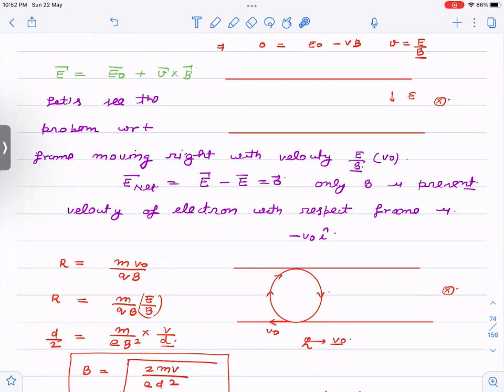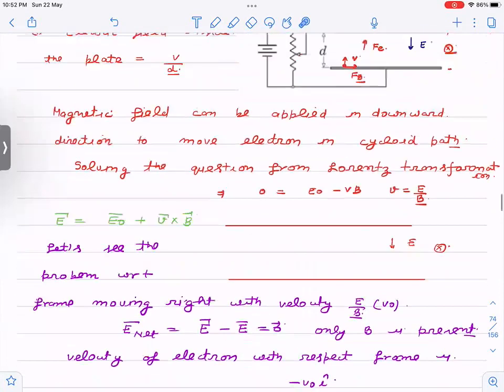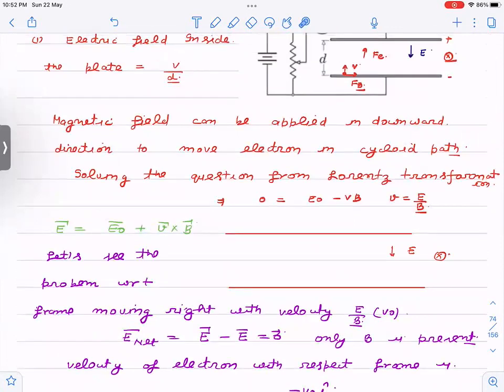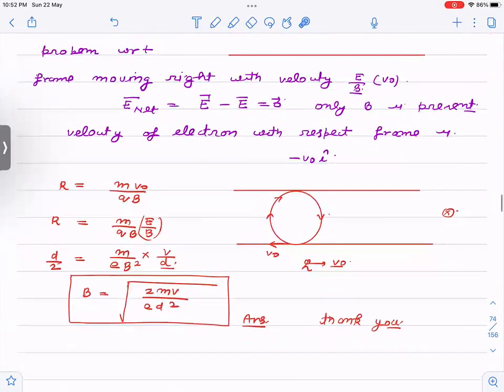And q I have written as e here. And B is B only. Remember what v0 was? See here, top right corner, E by B. And E was V by D, which was given in the question itself. So if you substitute those values, you get the value of B as 2mV by root e d squared, right?